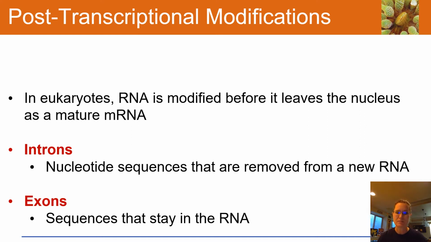And so introns are the parts that are in there that eventually get taken out. And then exons are the parts that get expressed. We watched a video that helped us remember that, and I thought that was a great way to remember it. But the introns are parts that don't get coded for.